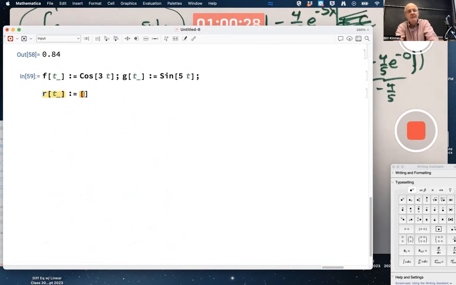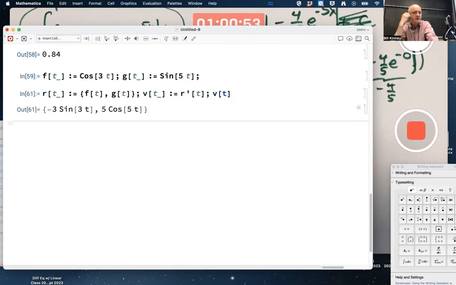r of t is going to be something called a position vector. Don't worry about what a vector is algebraically. Just realize that when I graph it, it's going to be represented as an arrow. Its derivative is going to be something called a velocity vector. And you can double check.